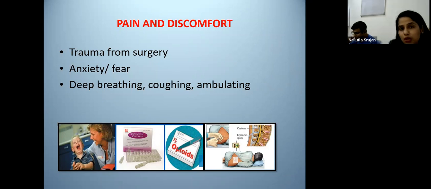Once the patient comes out of the anesthesia effect, the pain starts radiating. That is where the nurses should have continuous monitoring. That's the reason I told you initially that every 15 minutes we have to monitor the vital signs.